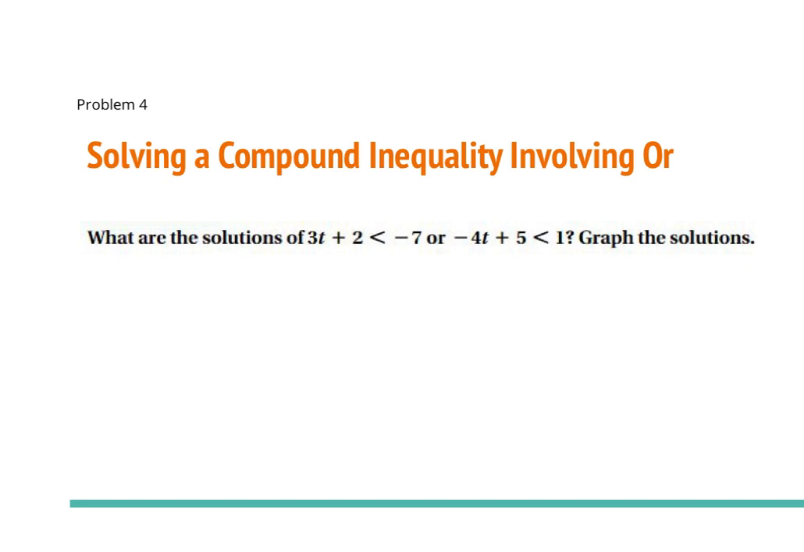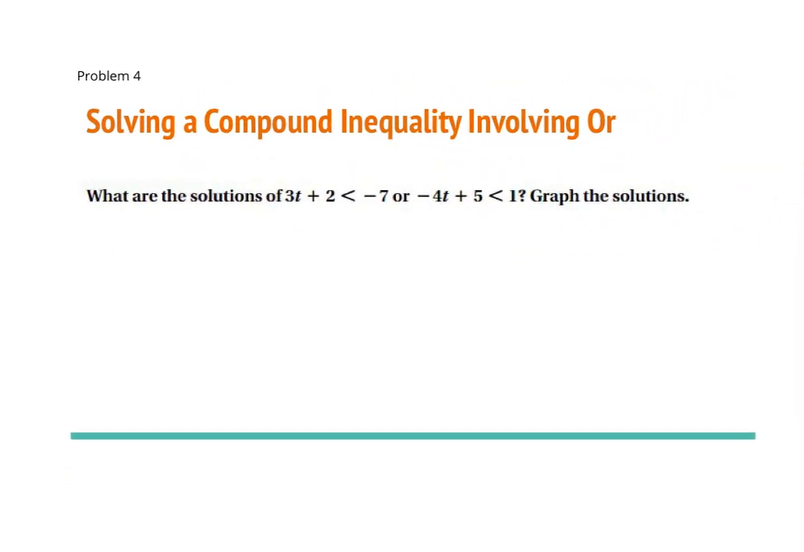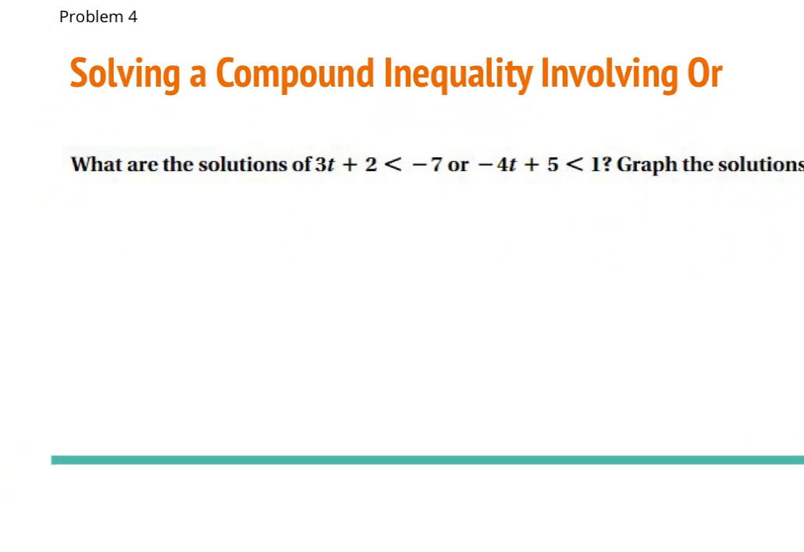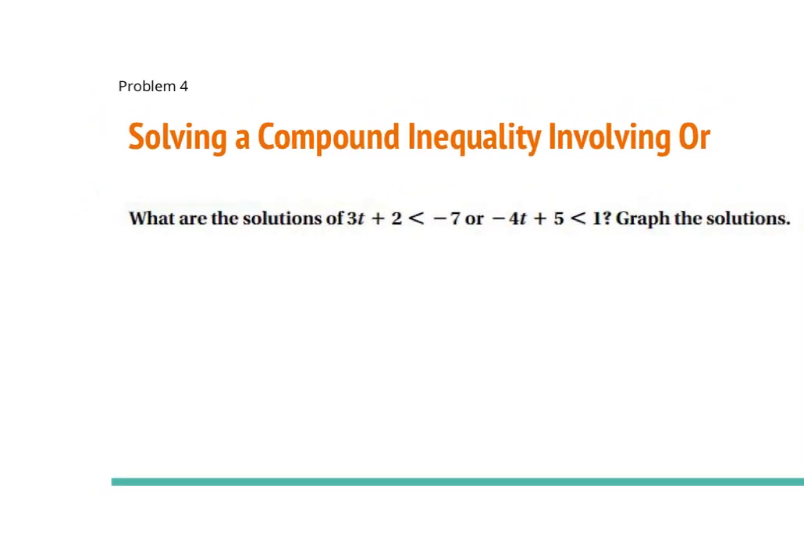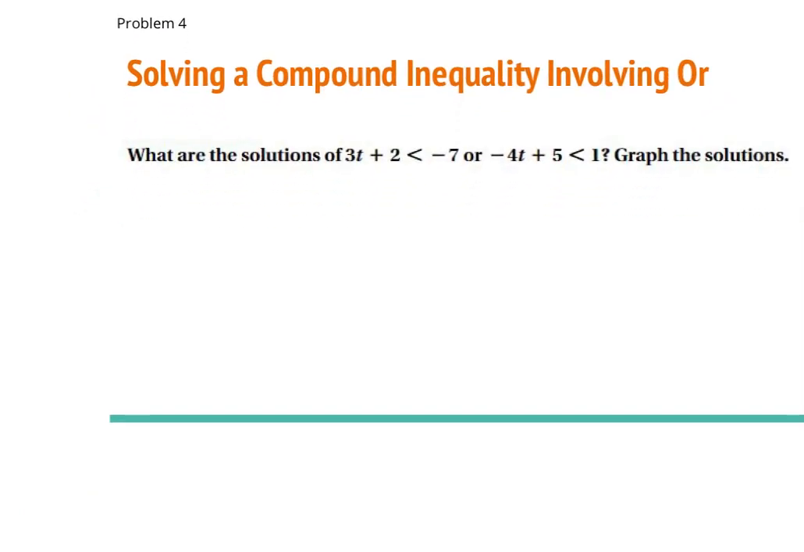Okay, solving a compound inequality involving or. What are the solutions of 3t plus 2 is less than -7 or -4t plus 5 is less than 1? So for the and ones, we did the same thing to all three sections. For or, we are going to do different things to each section. So we're going to solve them separately. So this is going to be 3t plus 2 is less than -7.